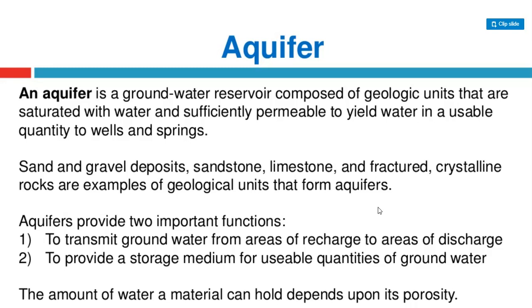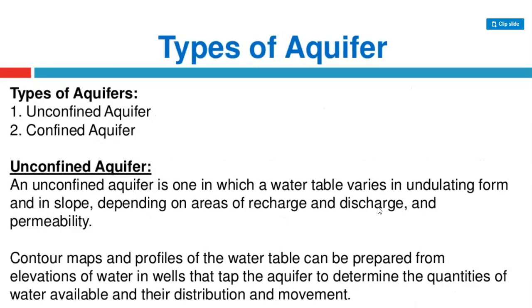Aquifers provide two important functions: to transmit groundwater from areas of recharge to areas of discharge, and to provide a storage medium for usable quantities of groundwater. The amount of water a material can hold depends upon its porosity. Types of aquifers: unconfined aquifer and confined aquifer.